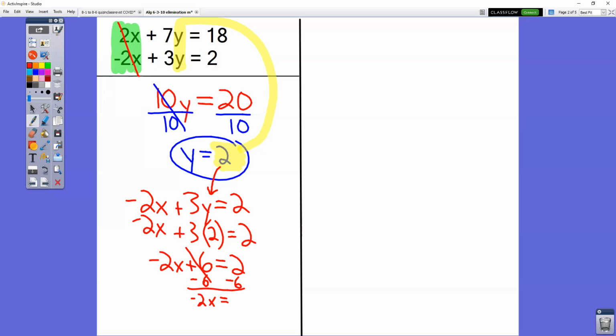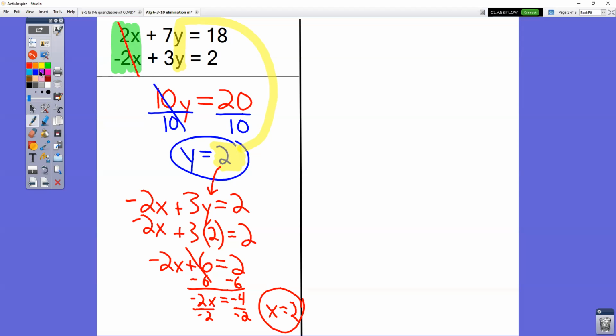So -2x equals -4. Divide by -2, divide by -2, and we get an answer of x equals 2. Now, one of the things that you might be thinking: are x and y always going to be the same answer? Because we got x equals 2 and we got y equals 2. No, that's just a coincidence, all right? They're not always going to be the same answer.